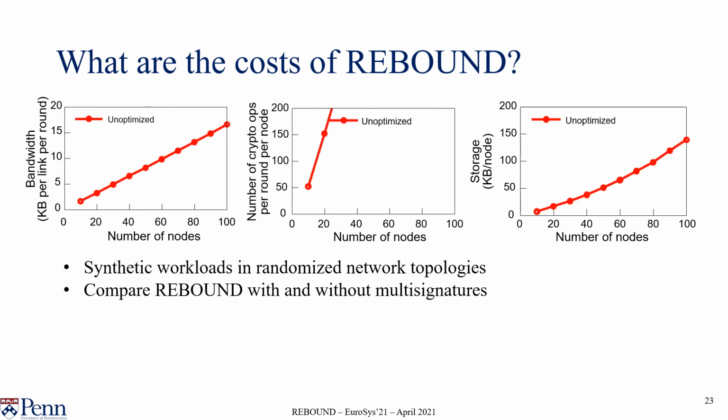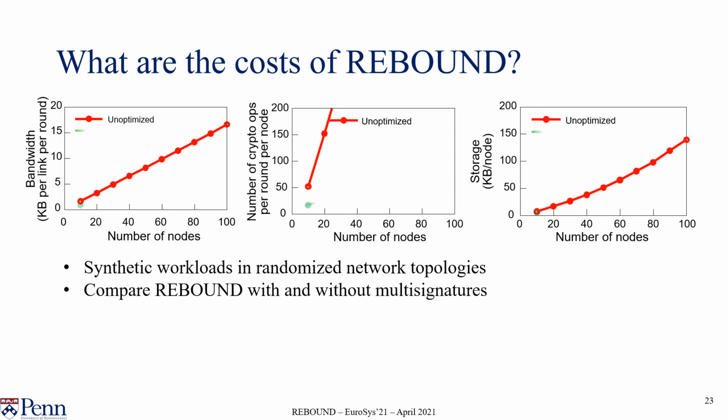First, we'll look at the unoptimized case without multi-signatures. In absolute terms, the cost is still manageable. For instance, in the leftmost graph, the cost per link per round is still under 20 kilobytes for a 100-node system. Second, we see that as the system size increases, the cost of using unoptimized REBOUND does increase.